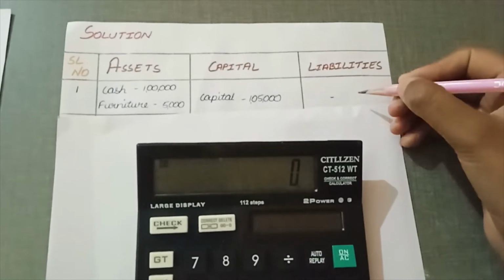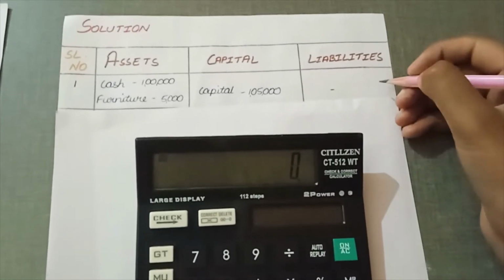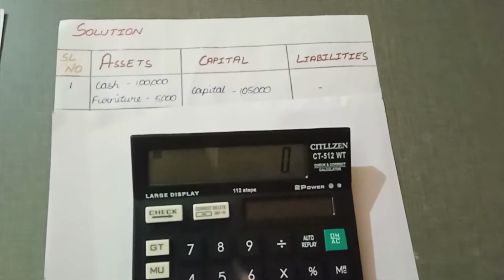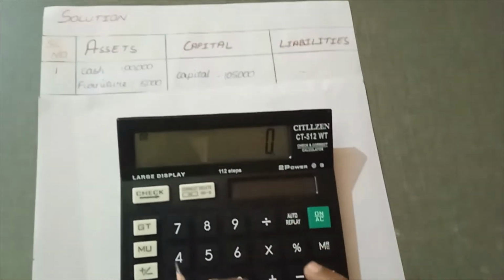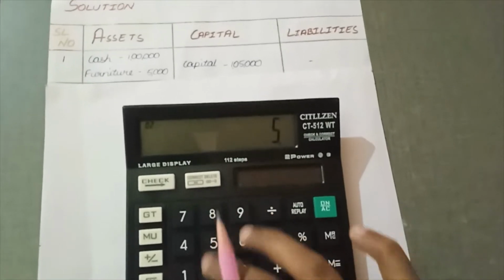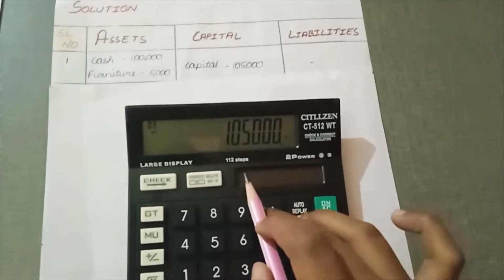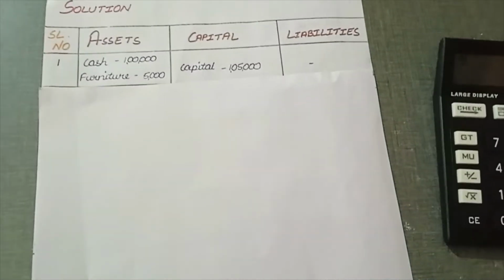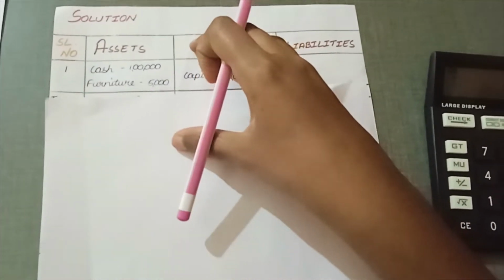Let's see how much the amount would be for the company. There is no liability while commencing the business, so the liability is 0. 1 lakh plus 5,000, that is 1 lakh 5,000. The total amount is 1 lakh 5,000. Let's see the answer.